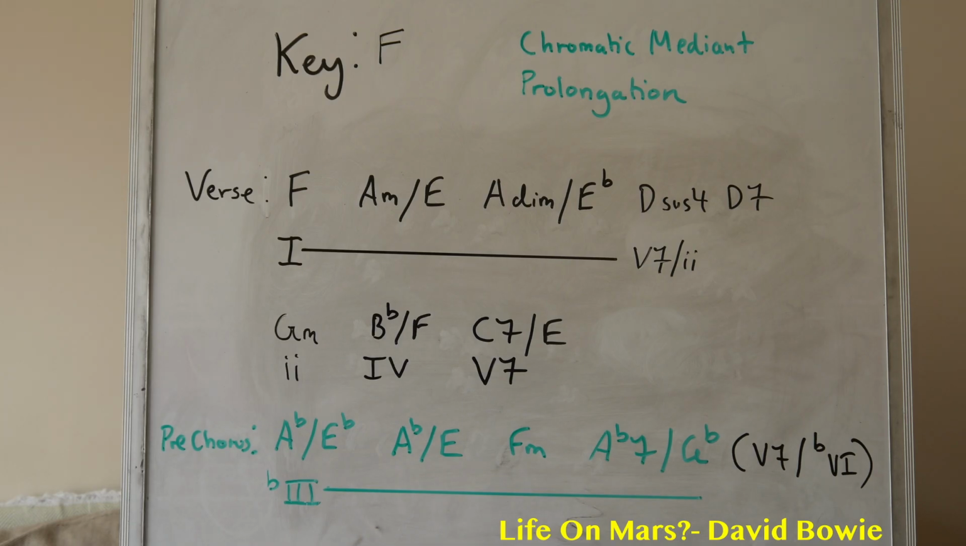In Life on Mars by David Bowie, a piece starting in F, we hear a move to the chromatic mediant in the pre-chorus as we enter the realm of A flat.